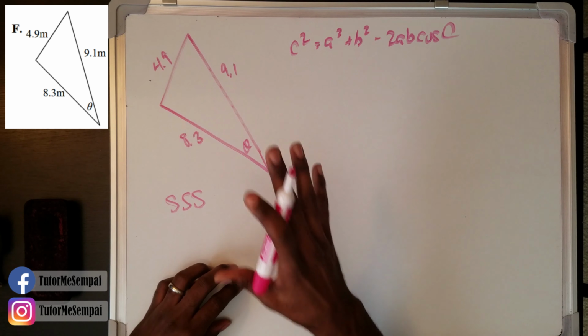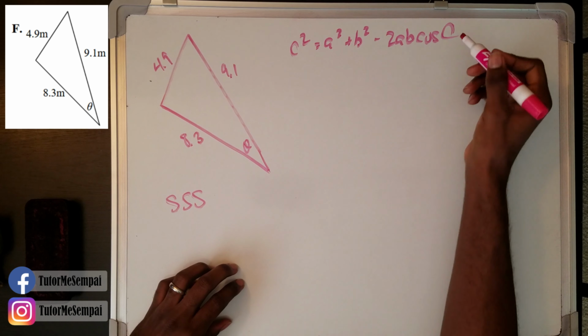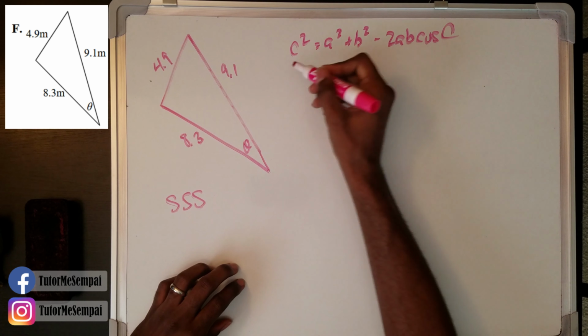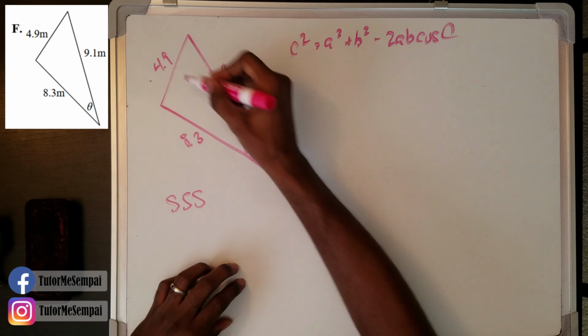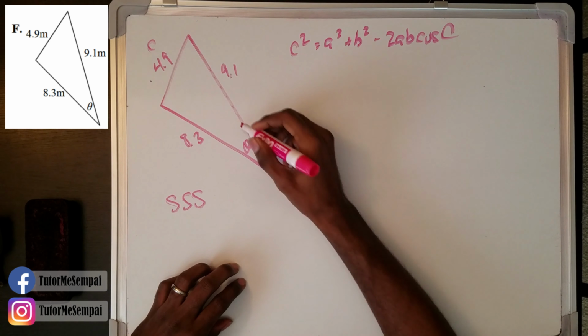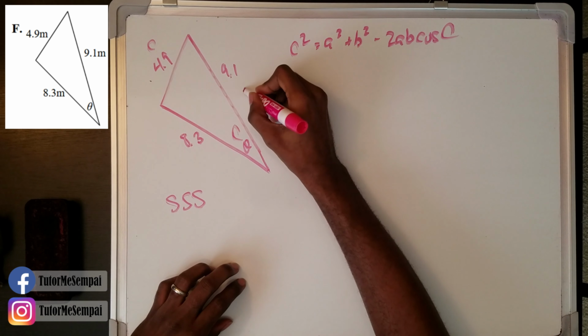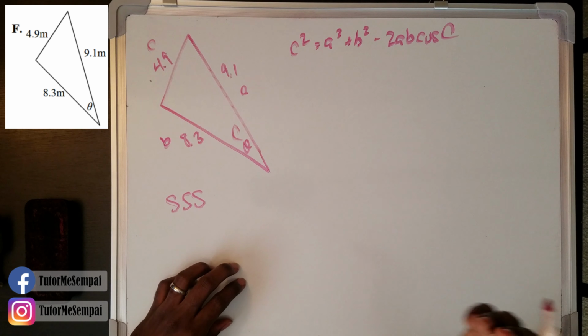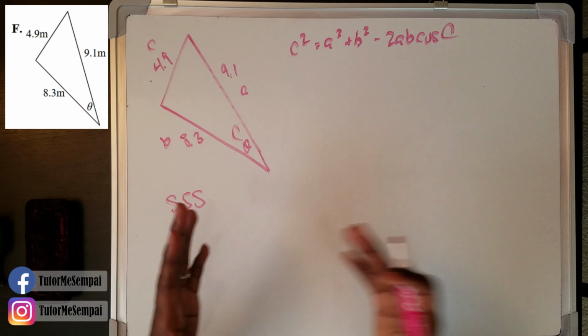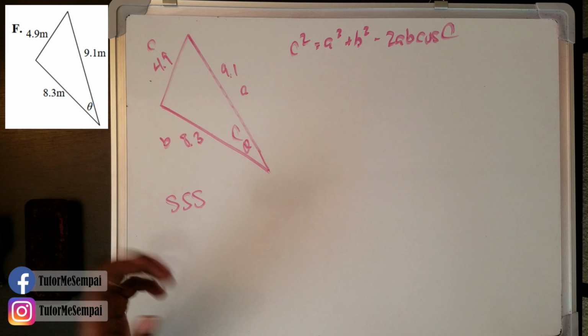Now it does matter where you put your labels here because you need to make sure your big C is opposite your little c. So this angle is opposite this. So this has to be my c here, and that has to be my big C. But a and b, once again, can be anything. So we have our labels, we have our formula. Let's plug everything in and see how it works out.